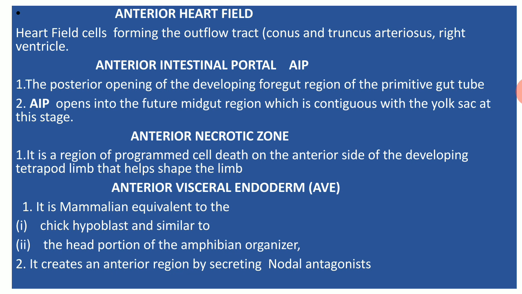Anterior necrotic zone. It is the region of programmed cell death on the anterior side of the developing tetrapod limb that helps shape the limb. Anterior visceral endoderm, AVE. It is the mammalian equivalent to the chick hypoblast and similar to the head portion of the amphibian organizer. It creates an anterior region by secreting nodal antagonists. So again, anterior heart field, anterior intestinal portal, anterior necrotic zone, anterior visceral endoderm, AVE. These are the 4 terms on these slides.